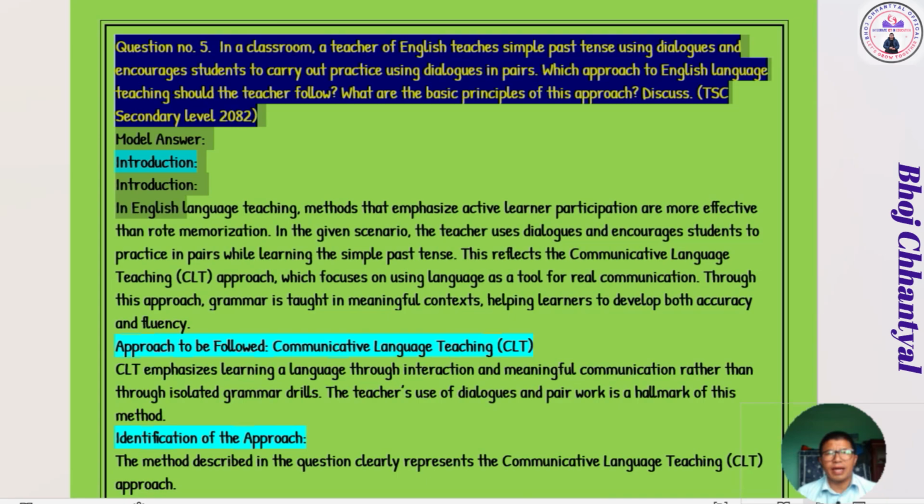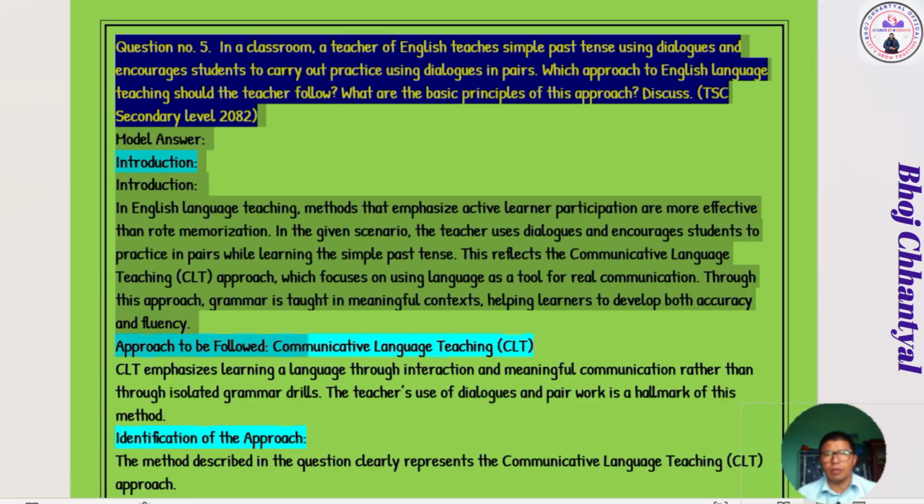Introduction. In English language teaching, methods that emphasize active learner participation are more effective than rote memorization. In the given scenario, the teacher uses dialogues and encourages students to practice in pairs while learning the simple past tense. This reflects the communicative language teaching, CLT, approach, which focuses on using language as a tool for real communication. Through this approach, grammar is taught in meaningful context, helping learners to develop both accuracy and fluency.